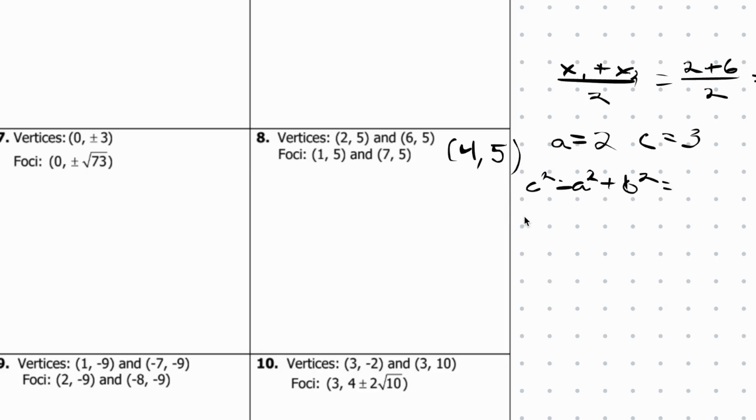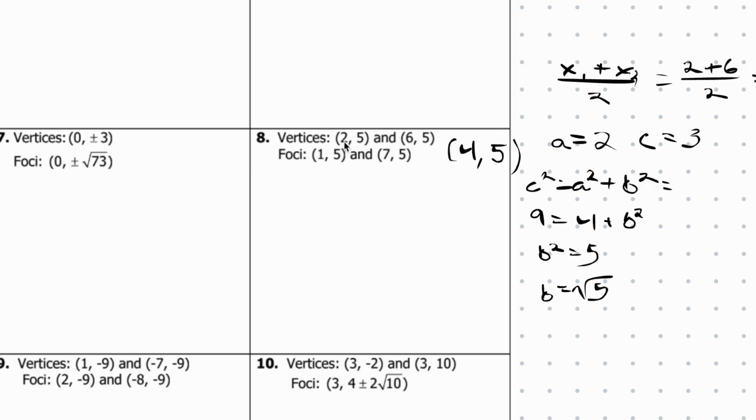And so that's going to give us c squared is 9. A squared is 4. So that means b squared is equal to 5. That means b is equal to root 5. But really, we could just stop at b squared. Anyways, this is our center.